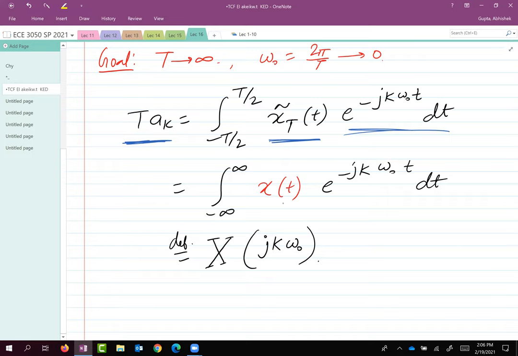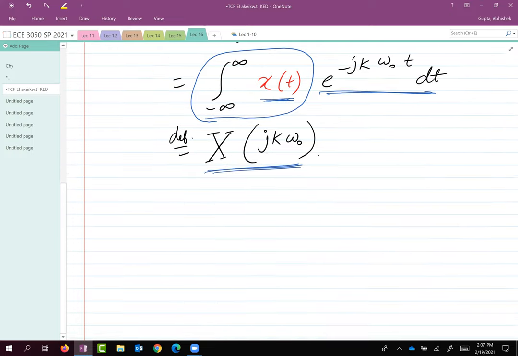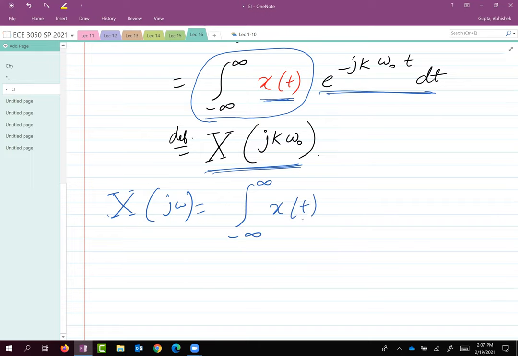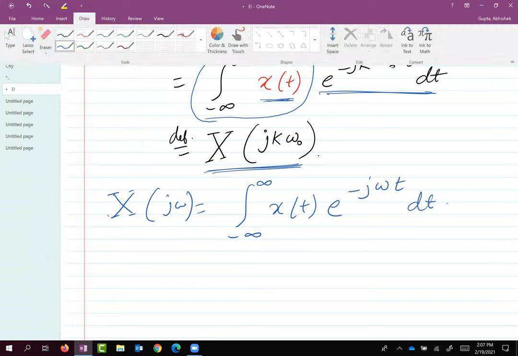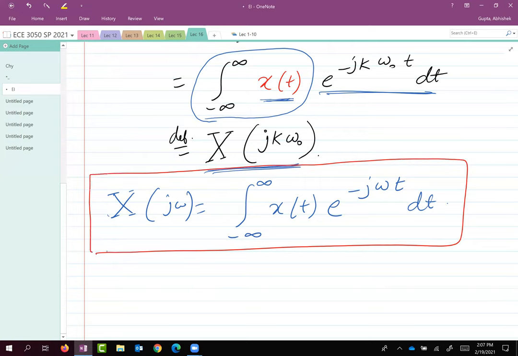Now, what I know is my x of t is the same as x tilde of t between minus T over 2 and plus T over 2. So I can just replace this integral with this particular integral. I'm going to let the limits be minus infinity to plus infinity, and replace x tilde of t with x of t. The rest of the term will remain the same. I'm going to call this capital X of j k omega naught, where I define capital X of j omega as the integral of x of t e raised to minus j omega t dt. This is my definition of capital X of j omega.